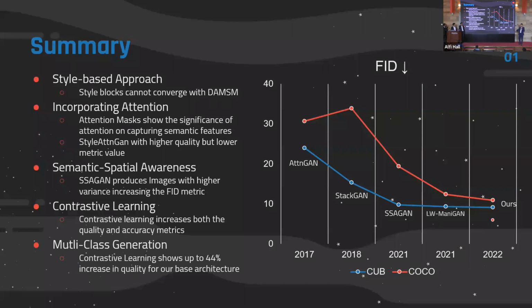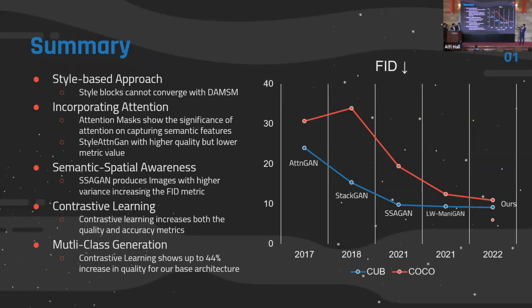Finally, to summarize what we have been saying so far, first of all, we started by introducing the style-based architecture. We showed that the style-based architecture with the discriminator loss only was not able to converge to probable results. That's why we showed the need for incorporating attention, and the attention masks that we showed earlier showed that indeed attention was able to capture the semantic meaning of the images better, and the attention GAN was able to produce higher quality results, but with lower FID metrics, as we have seen. We hypothesized this is because of the lower variance in the classes itself.